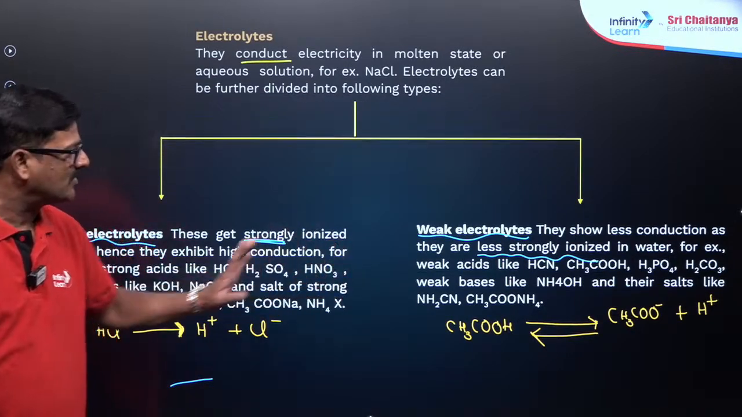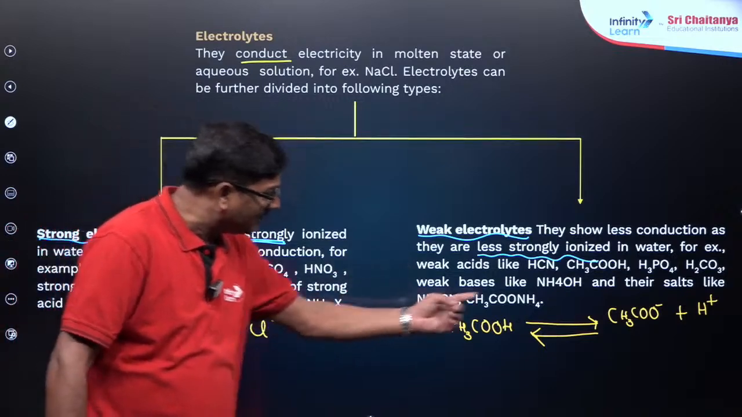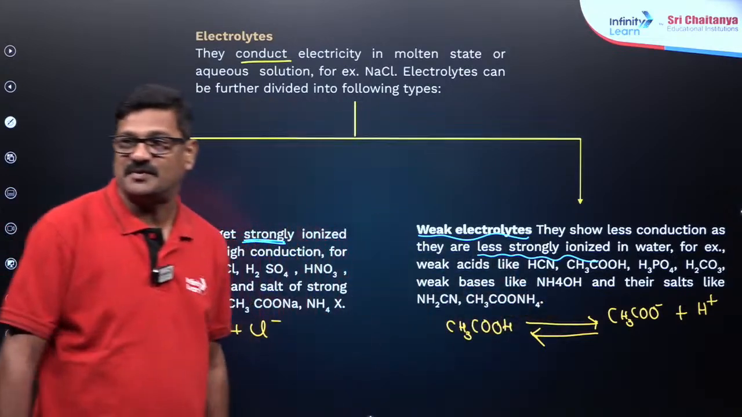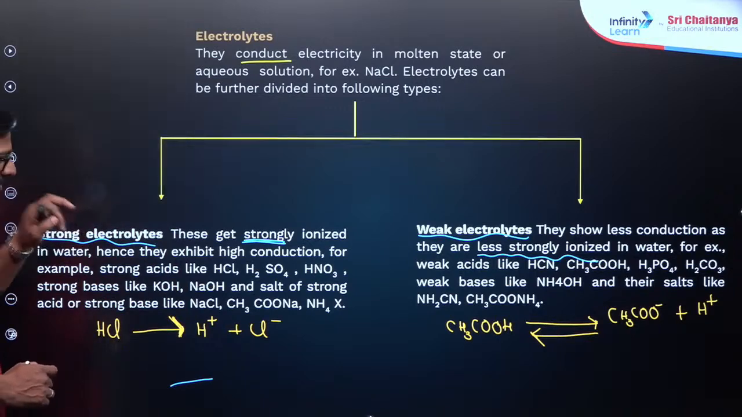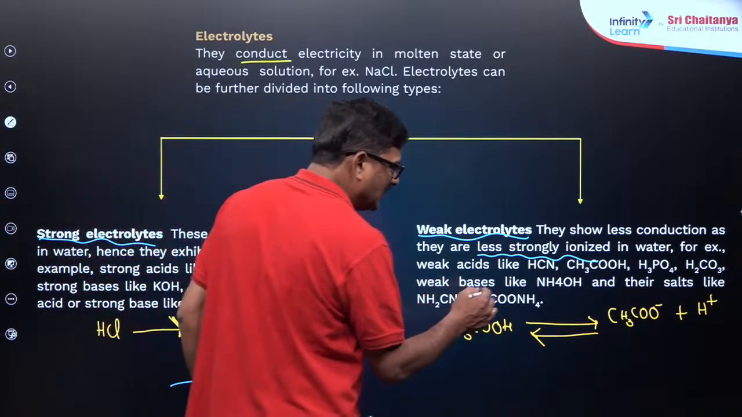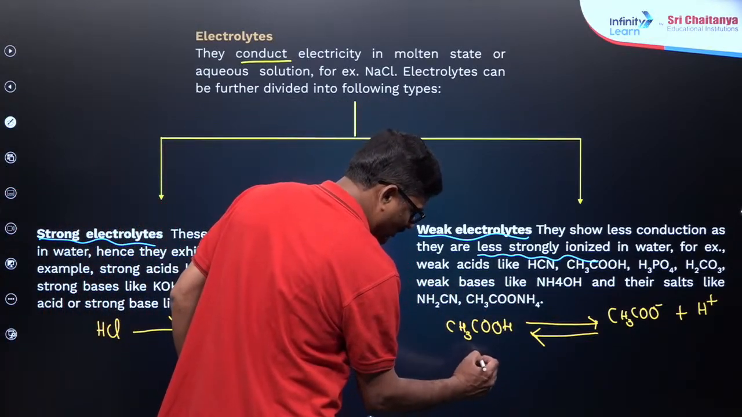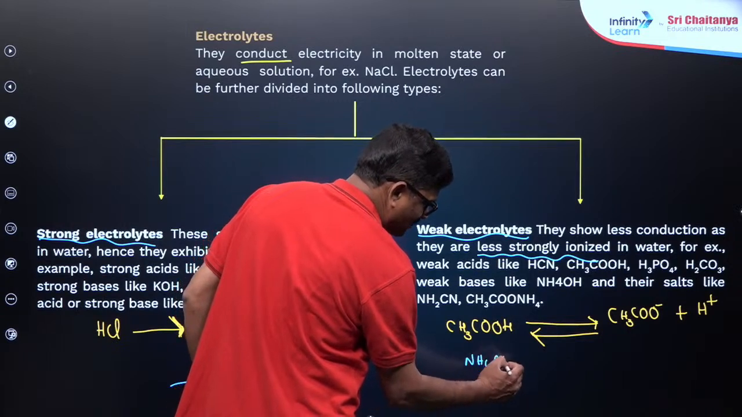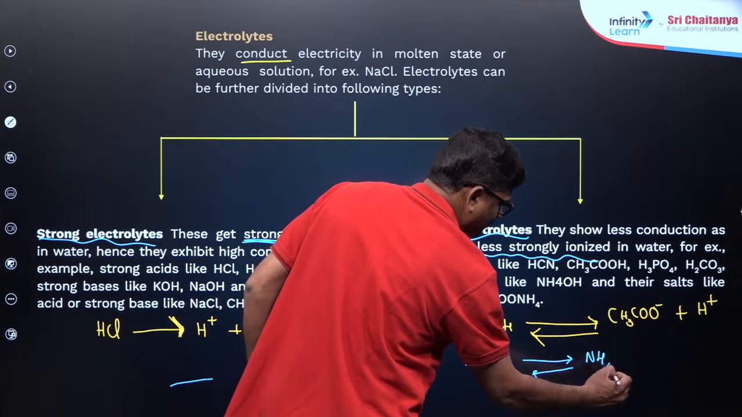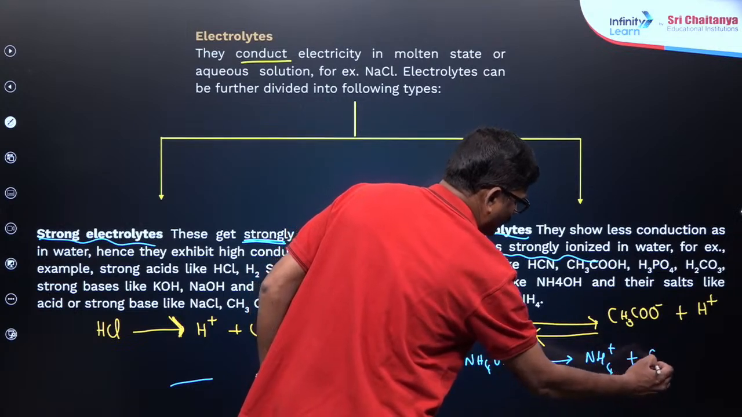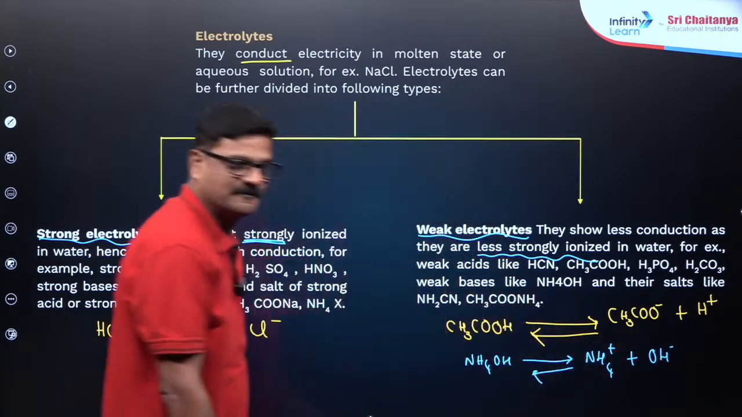Right. So let us follow here. We are going to see the equilibrium. We can apply the equilibrium principle here. You can see ammonium hydroxide, NH4OH, is going to give you NH4 plus and OH minus over here, right?